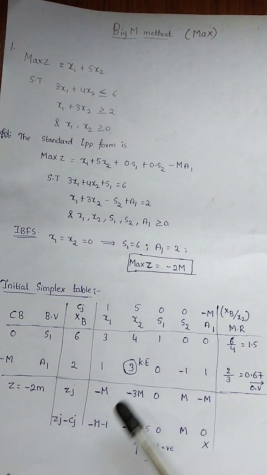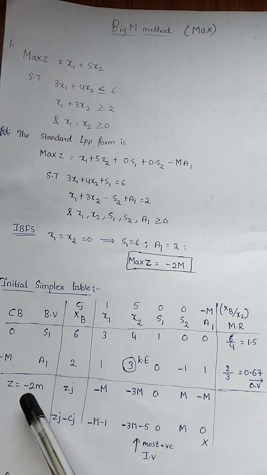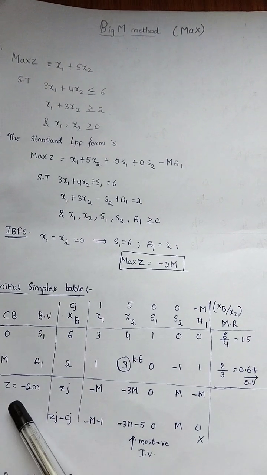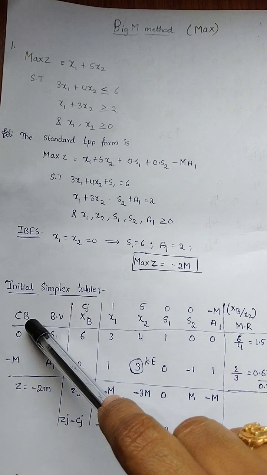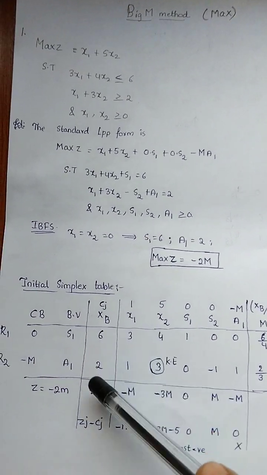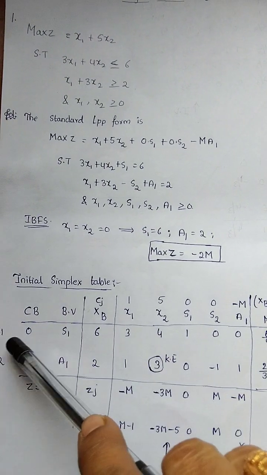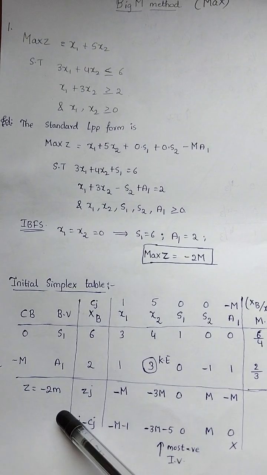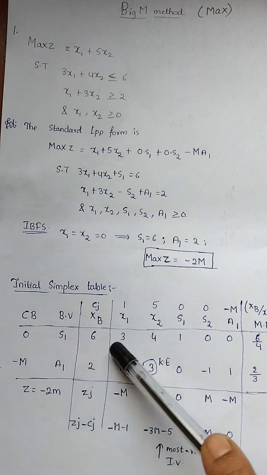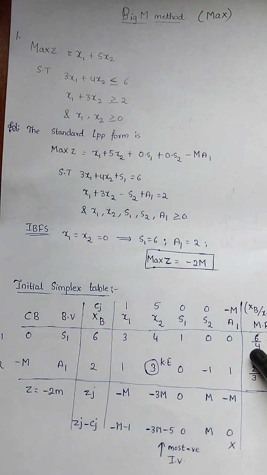Now, in the same way, you again have to find the value of z. The formula of z is summation CB XB. CB is nothing but these values and XB is nothing but these values: 6 into 0 plus 2 into minus M. What you get is minus 2M. That means you will not be getting the zj values for the first row.